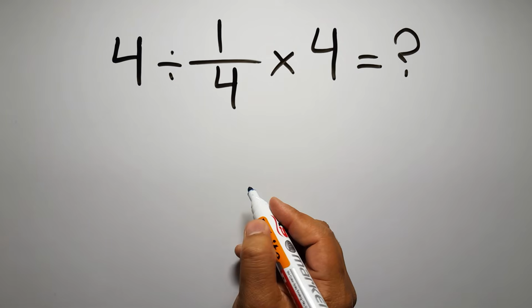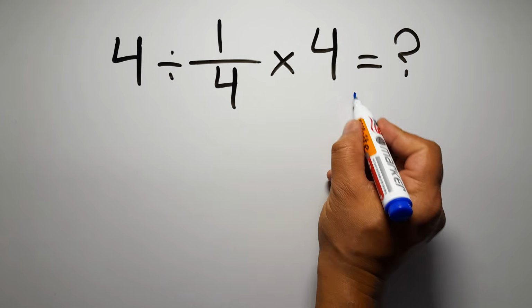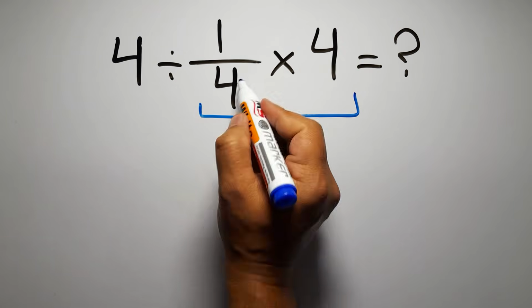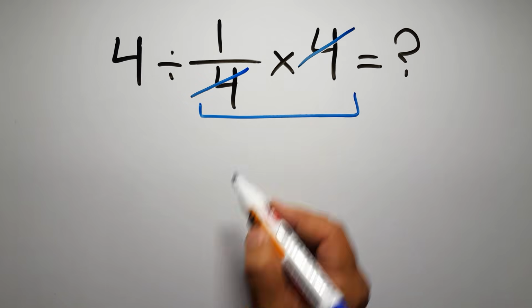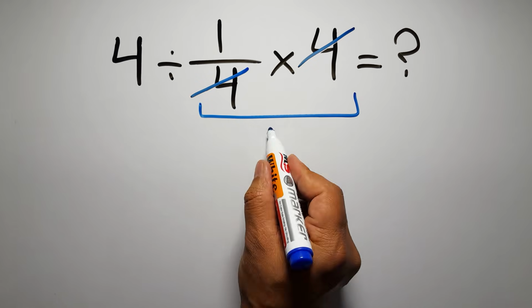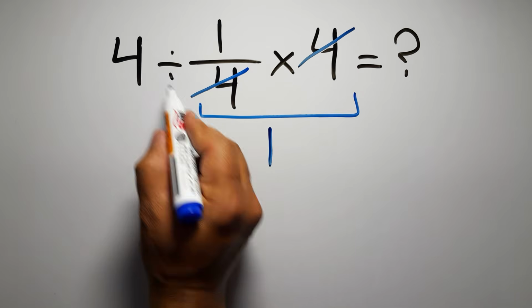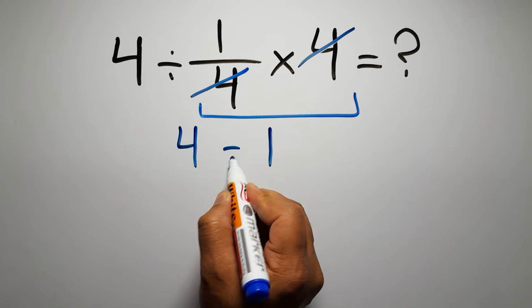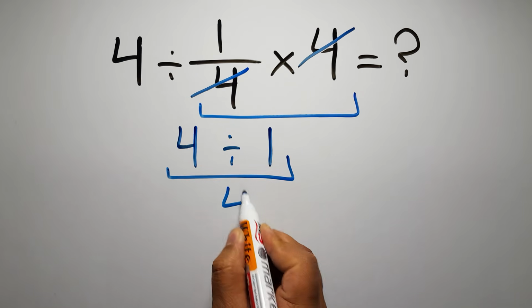First, we do this multiplication. 1 over 4 times 4. We can easily cancel this 4 and this 4. So here we have just 1. And 4 divided by 1 gives us 4.